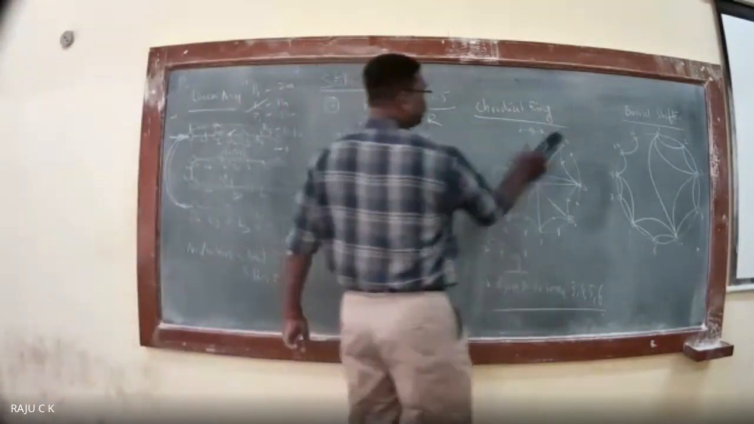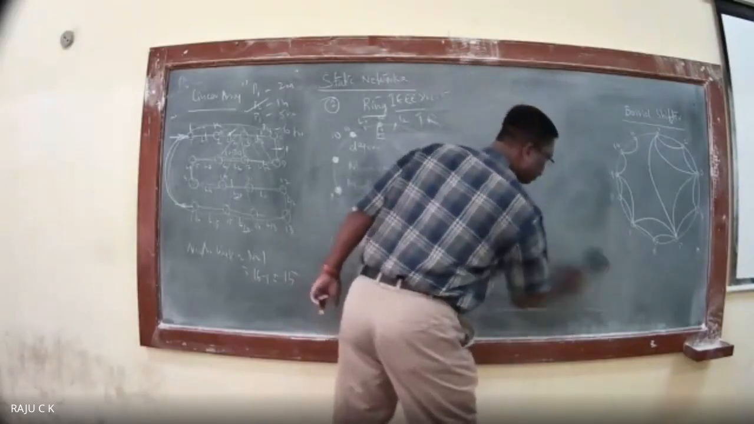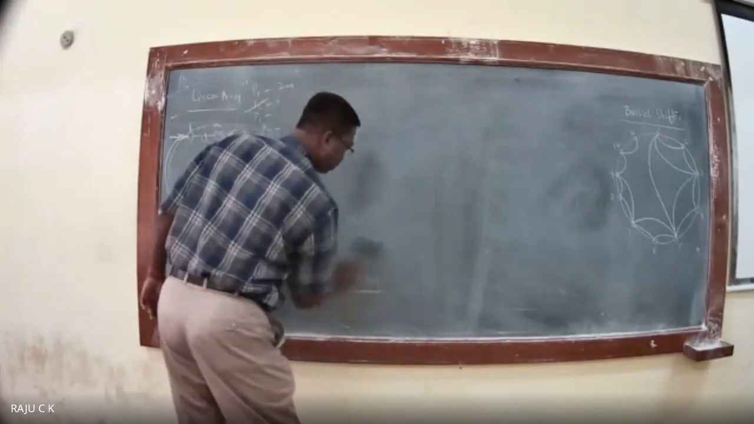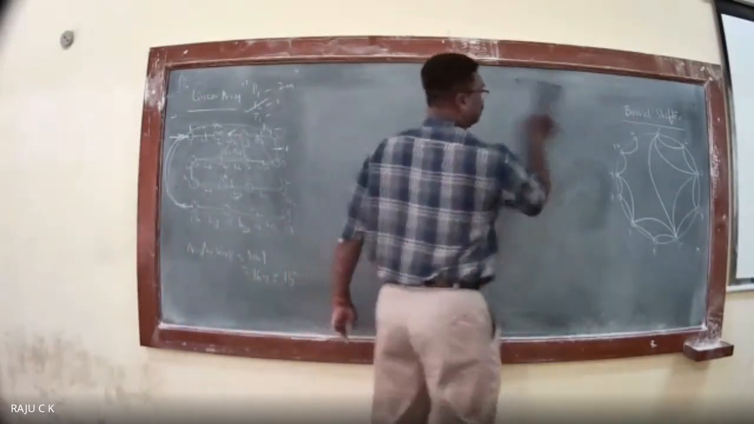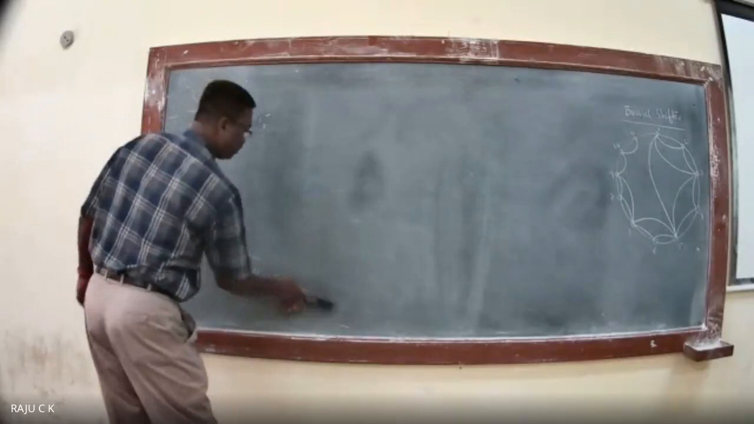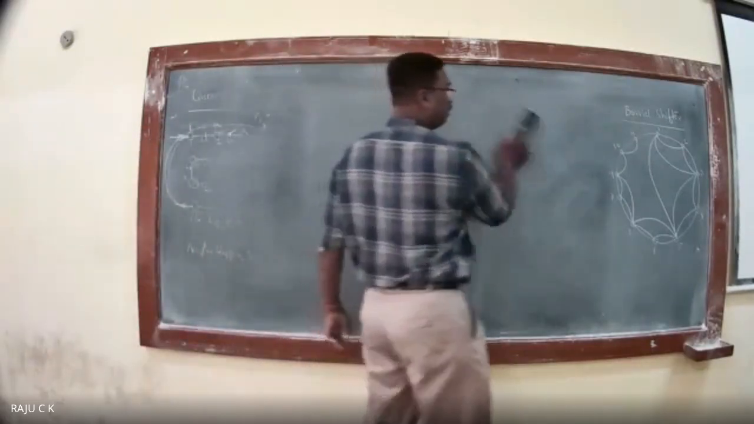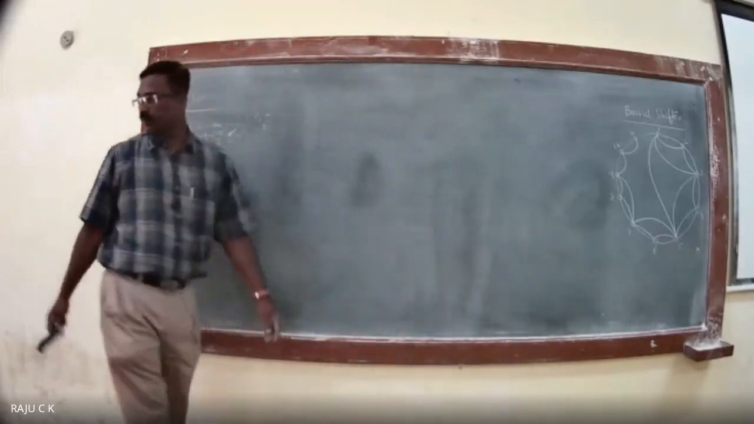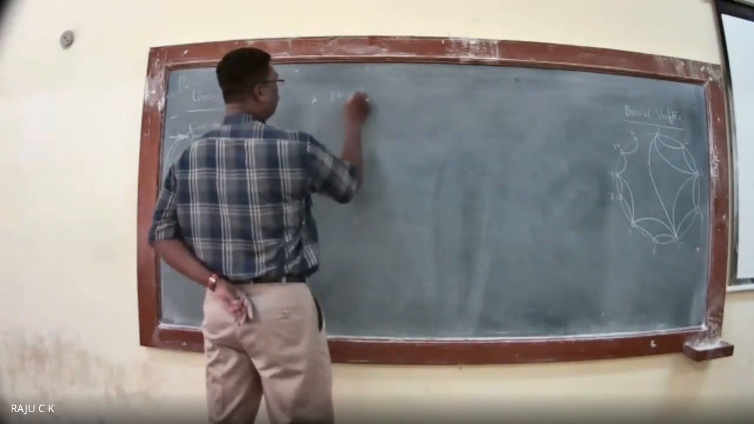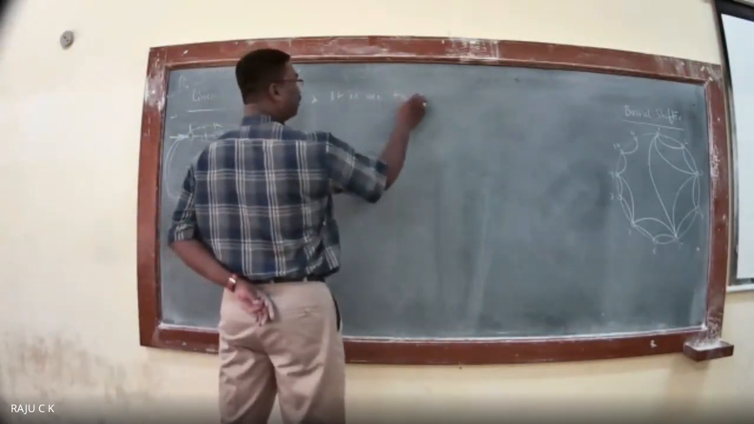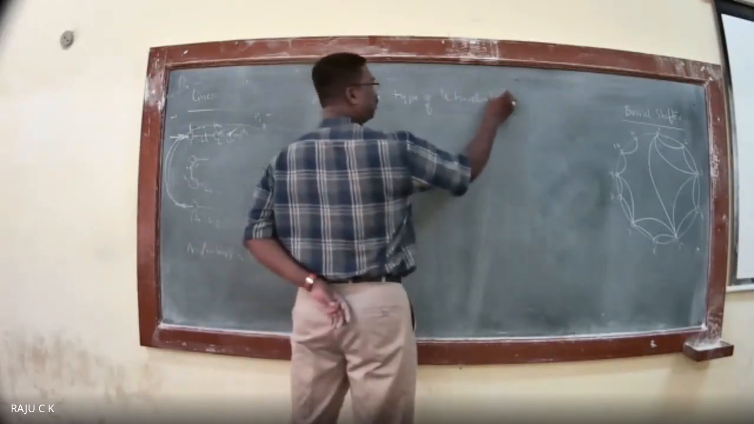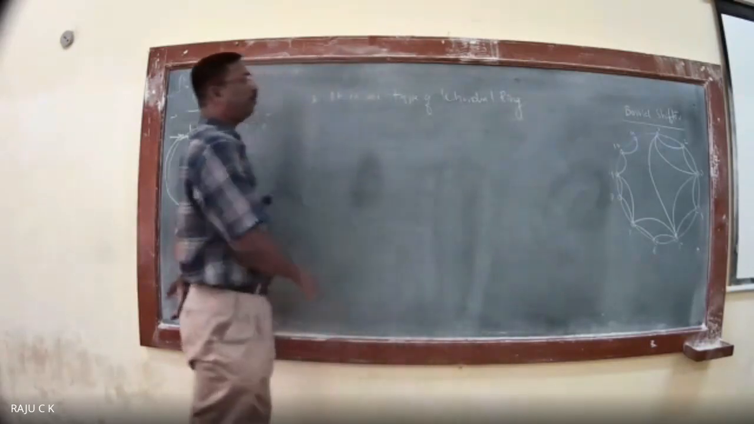The last type will be called the barrel shifter. See here, in the case of the barrel shifter, they may ask you for 5 marks. The barrel shifter is one type of chordal ring.